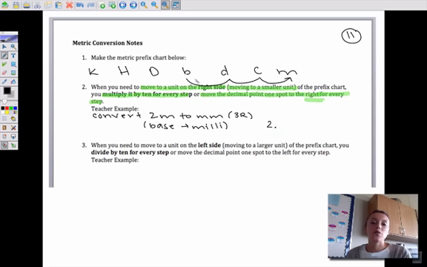So in order to go from base to milli, I moved 1, 2, 3 spots to the right, and then I wrote myself a note. I need to move this decimal point 1, 2, 3 spots to the right. So that means 2 meters, what we start with, becomes 2,000 millimeters.